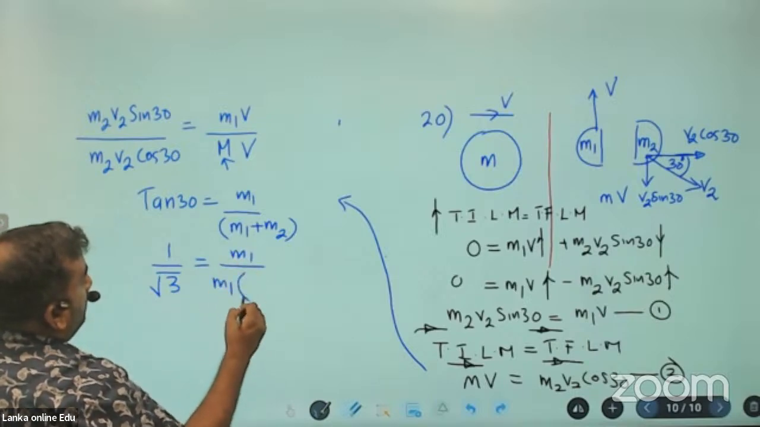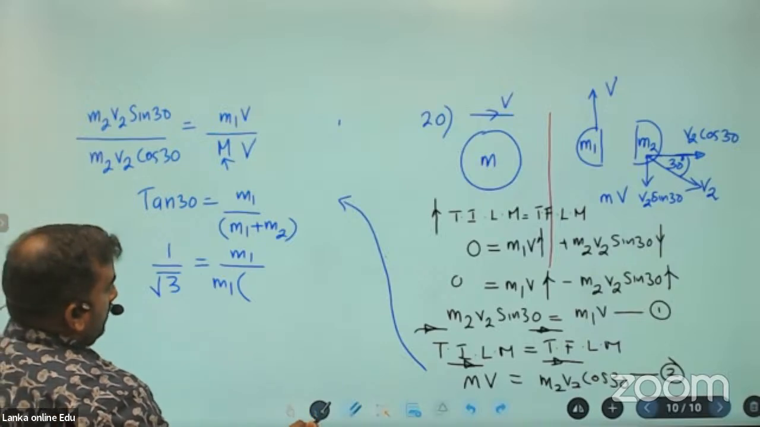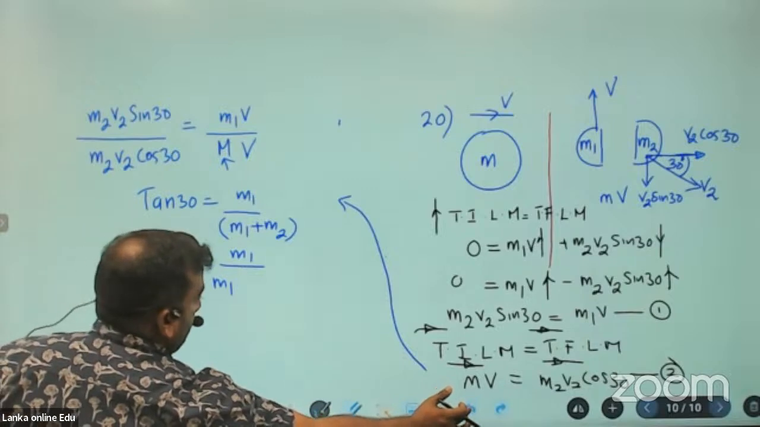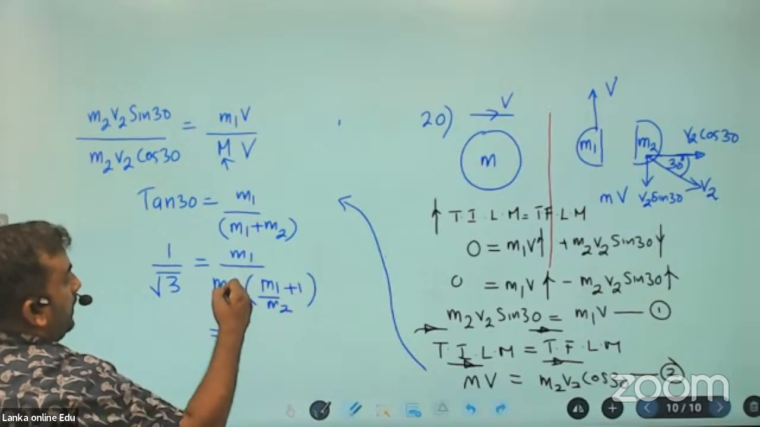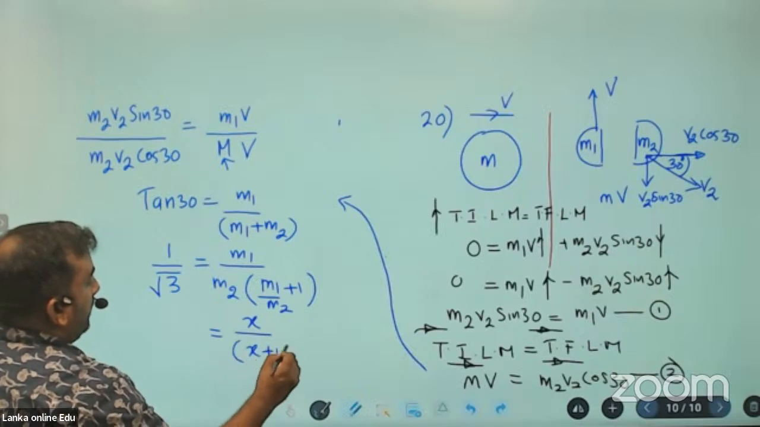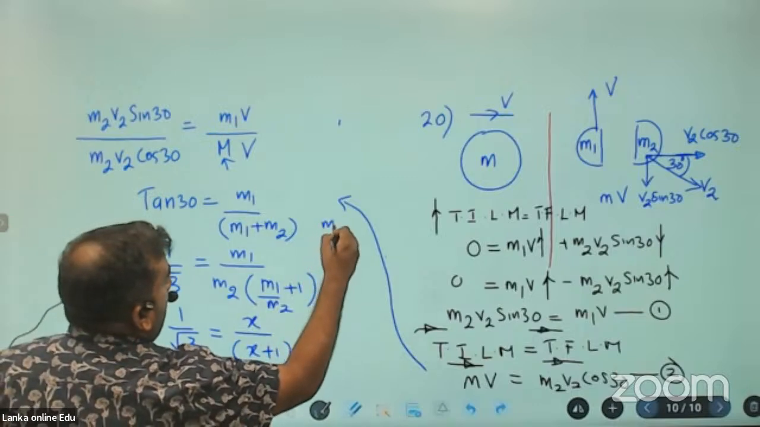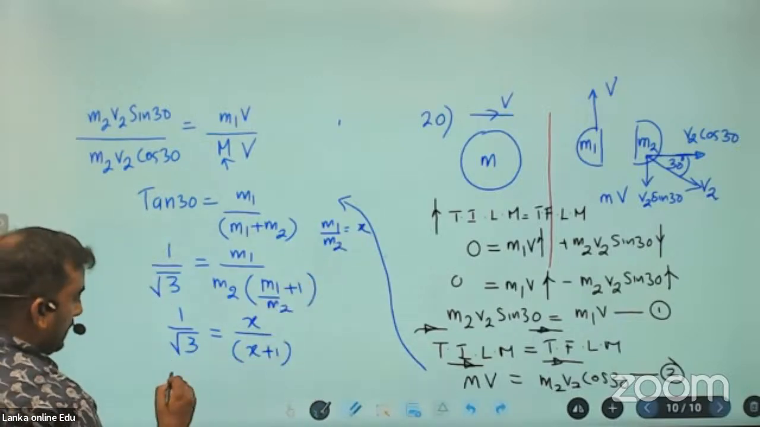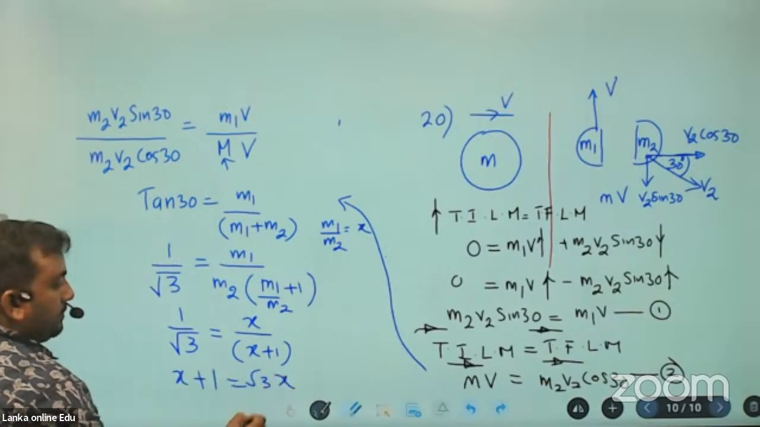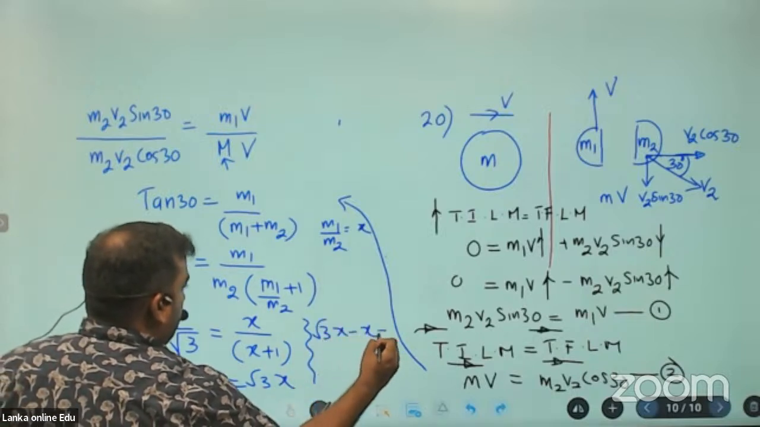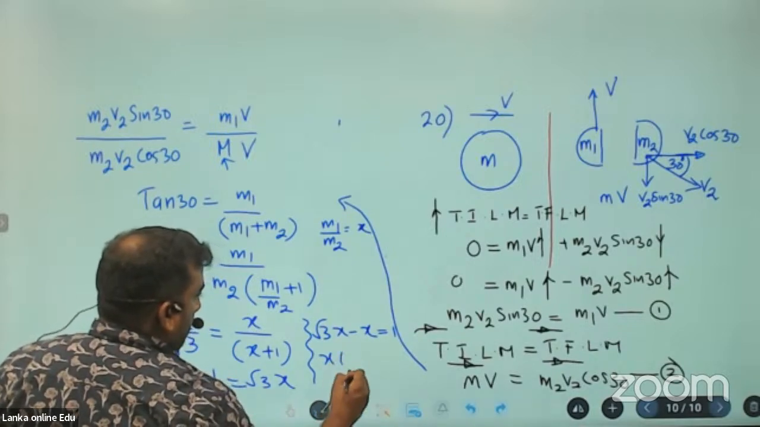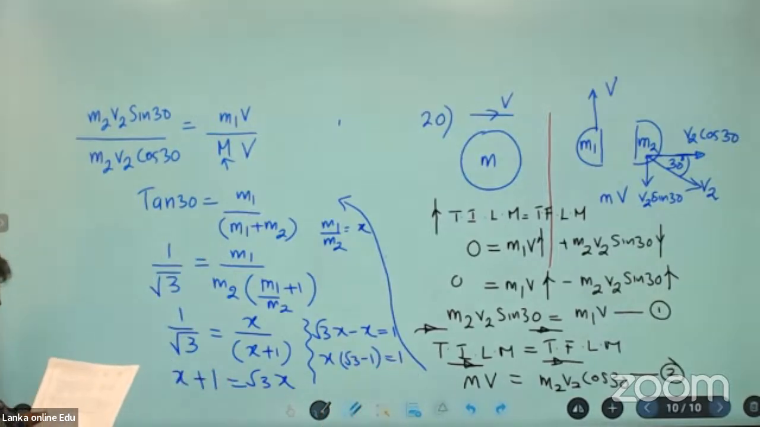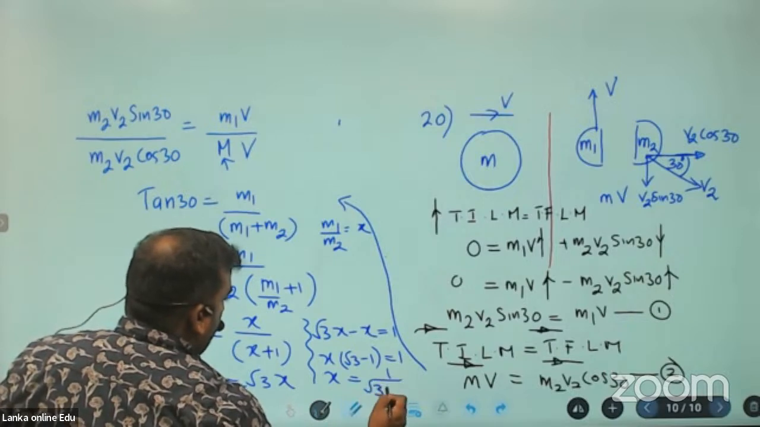Take M1 out, or if I take M2 out, M1 over M2 plus 1. Here M1 over M2 I take as x. So x plus 1 equals root 3 x. Root 3 x minus x is 1. x times root 3 minus 1 is 1. So here x equals 1 over root 3 minus 1.